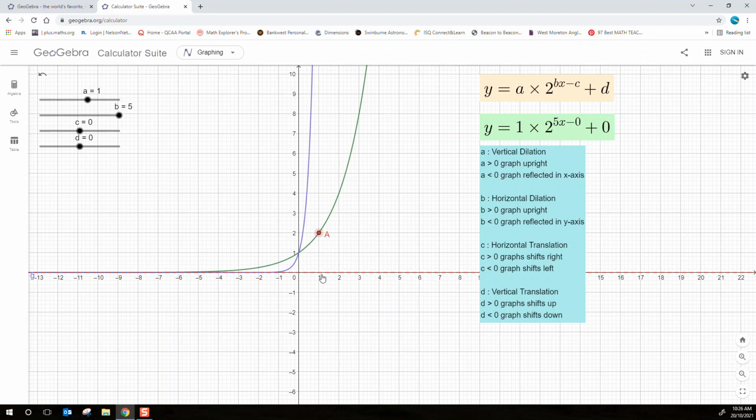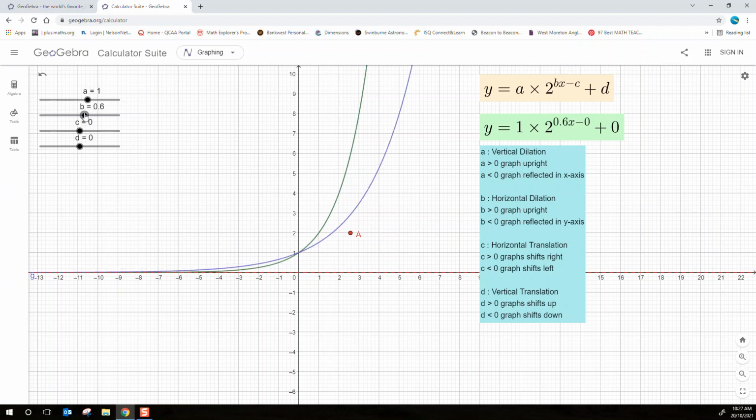The x-coordinate of this point was 1. Now the x-coordinate of this point is 1/5. The x-coordinate of this point was 2. The x-coordinate of the corresponding point is now 2/5, or 0.4. So it seems that B is doing a similar job to A, except in a horizontal sense. It is stretching or compressing the graph in a horizontal way.